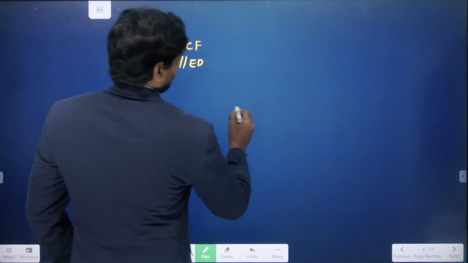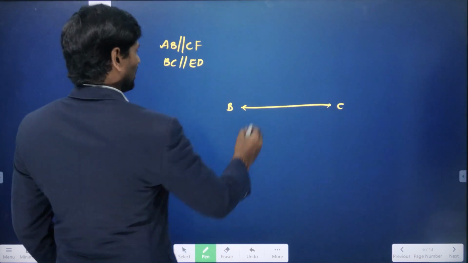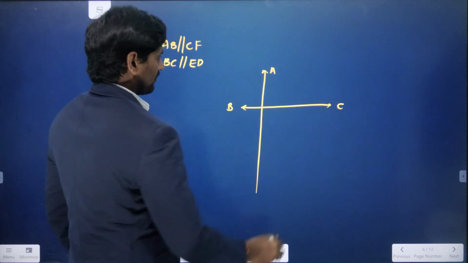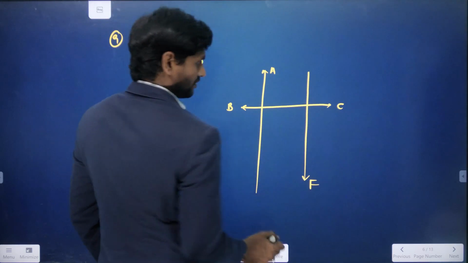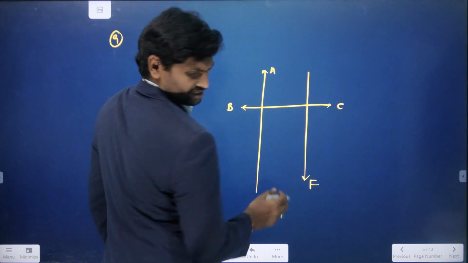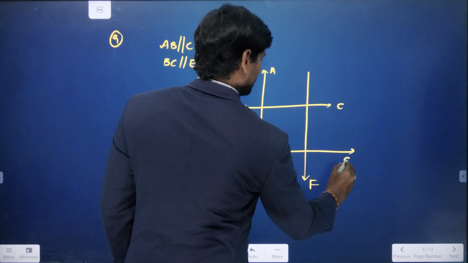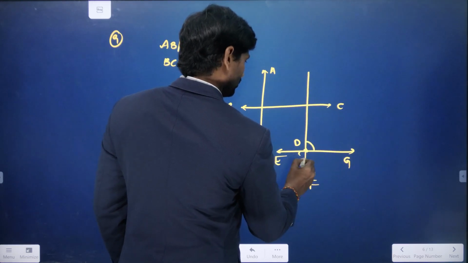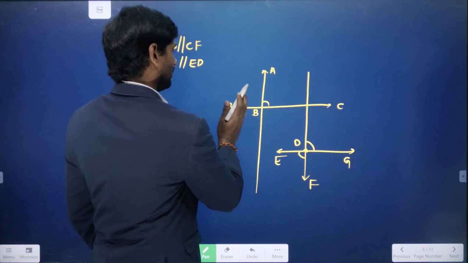So BC, one line is given like that, and from here line A will be given. Here A will be. Next from C here one more line, CF, this one. Okay, and here E, here Z, and here we have D. And also given these two lines. Okay, angle B, here angle B.